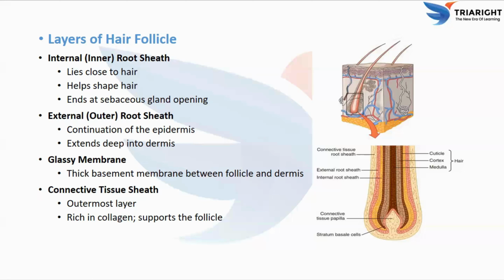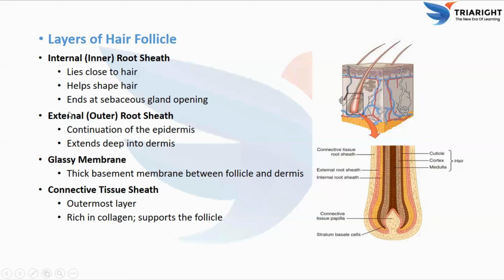So this hair follicle is a tubular invagination of the epidermis which extends deep into the dermis. It surrounds the hair root, nourishes the growing hair and anchors the hair to the skin. The follicle has 4 major layers: internal root sheath, external root sheath, glassy membrane and connective tissue sheath.